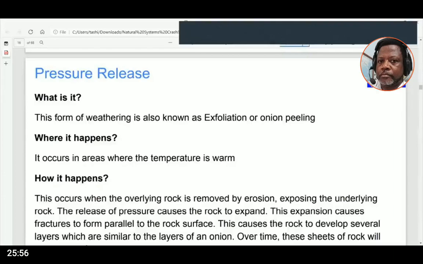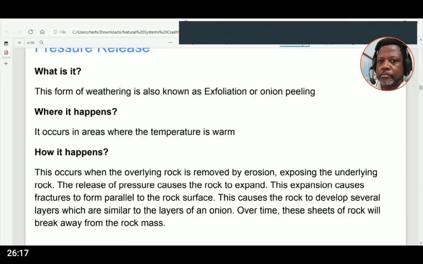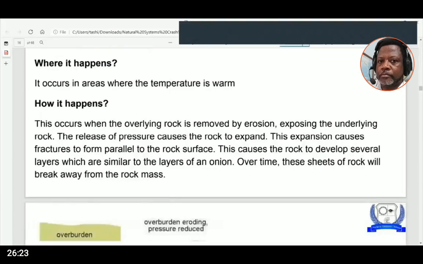It causes it to crack, but it cracks in a parallel way. So it's just like you're peeling off the parts of an onion. You take off this layer, and the next layer looks the same and you take it off. Next layer looks the same and you take it off. Similar situation here. So this causes the rocks to develop several layers which are similar to that of an onion. So over time, these sheets of rocks will break away from the rock mass itself.